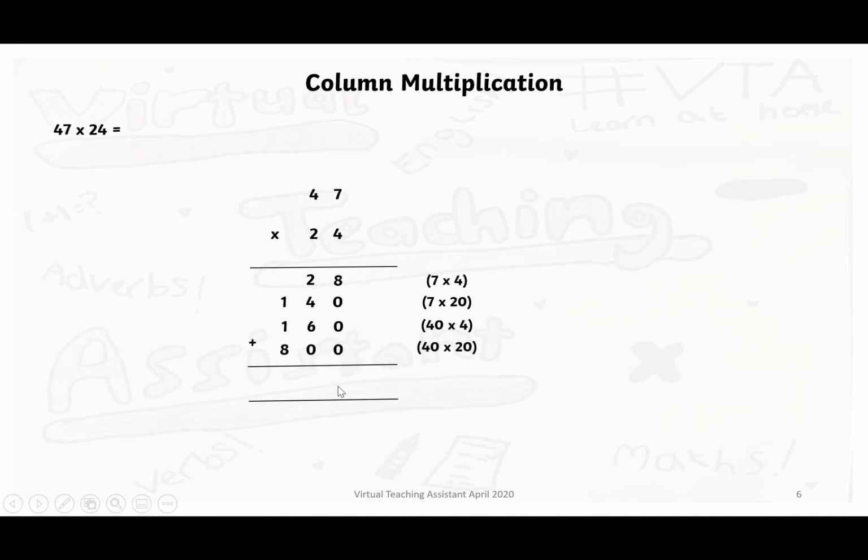Now let's add this up with column addition. Start with your ones. So 8, 2, add 4, add 6, that's 12. So we carry the 10. 8, 9, 10, 11. So that's 1,128.